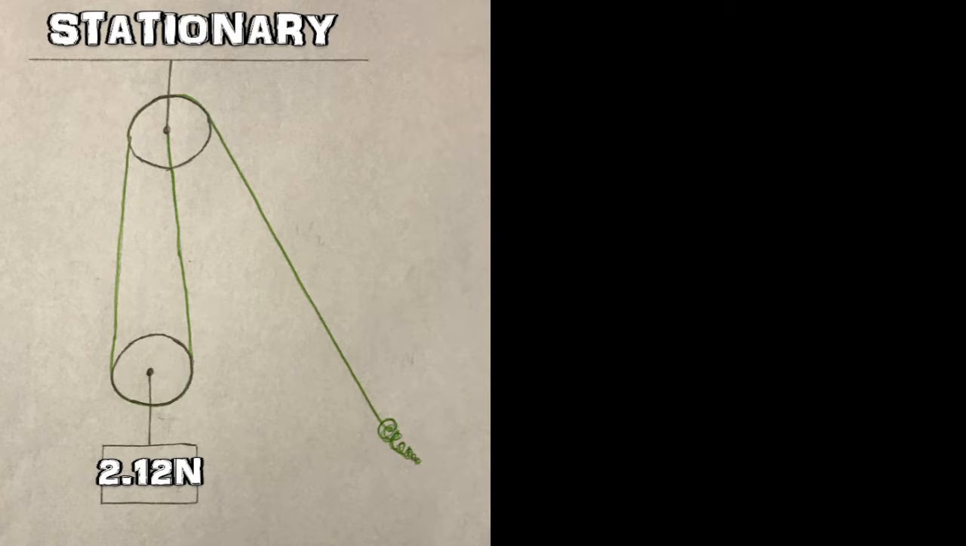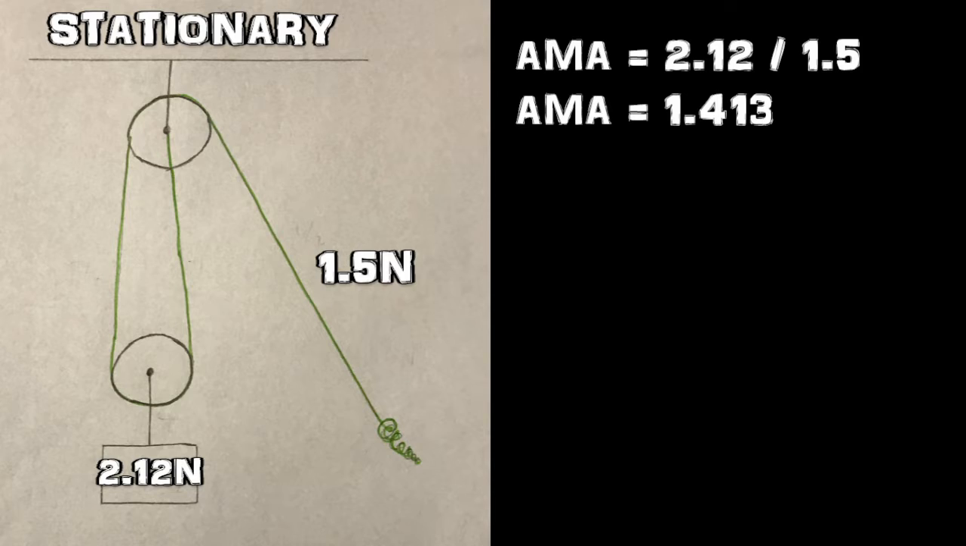For example, let's take a deeper look at our system. The object is 2.12 newtons and we pull it up with a force of 1.5 newtons. Our effort is 1.5 newtons because that is how much force we use to pull. And our actual mechanical advantage is 2.12 divided by 1.5, which gives us the ratio of 1.413.